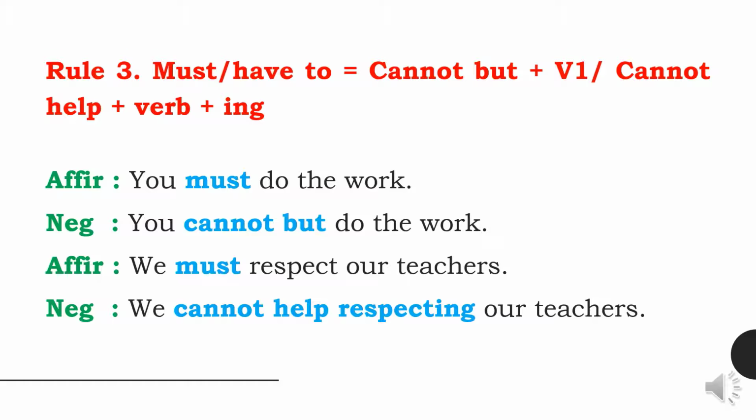So whenever there is must or have to in any affirmative sentence, then we can use any of the two structures shown here. We can use cannot but, or we can use cannot help, but the only difference is if we use cannot but, then we have to put the base form of the verb, but if we use cannot help, then we have to add ing with the main verb.